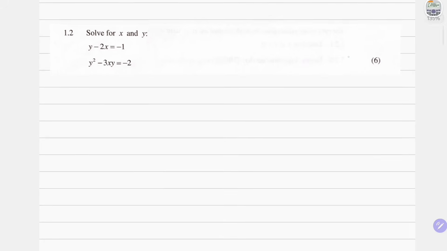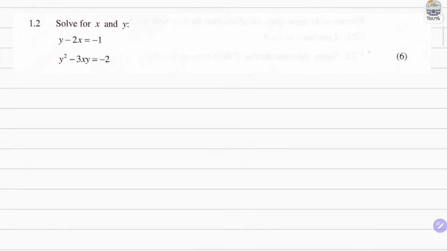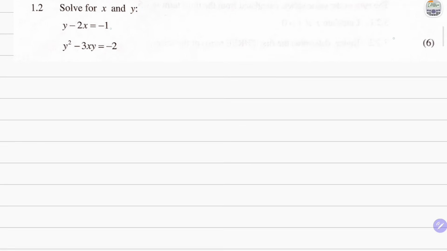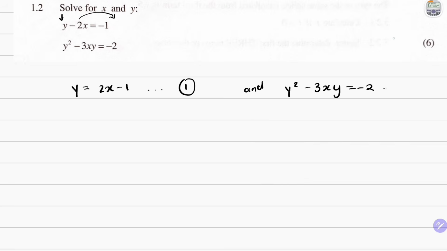Question 1.2 says solve for x and y. So we have been given these two equations. Now, straight away, we can take this equation and just form our first equation. So y is already on its own. So we can just transpose the negative 2x. So we'll have y equals positive 2x minus 1. And we can call that equation 1. And then equation 2 is still y squared minus 3xy is equal to negative 2.